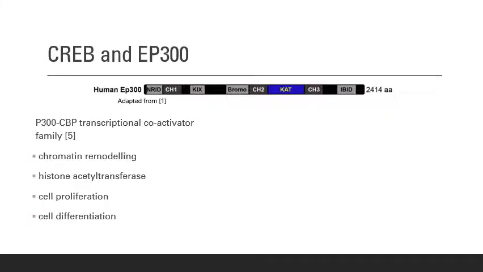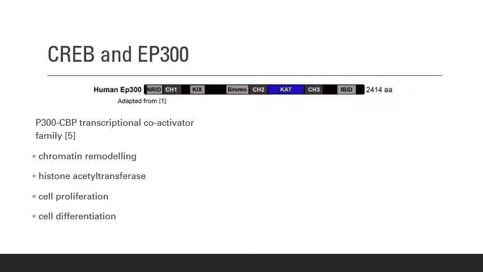And so our current understanding of how Rubinstein-Taybi syndrome develops is not well understood, but we do know a couple of things about certain genes, particularly the CREB and EP300 genes. These are genes that are part of a transcriptional coactivator family, and they play redundant roles within development. So these genes are involved in chromatin remodeling, and their key role is histone acetyltransferase activity.